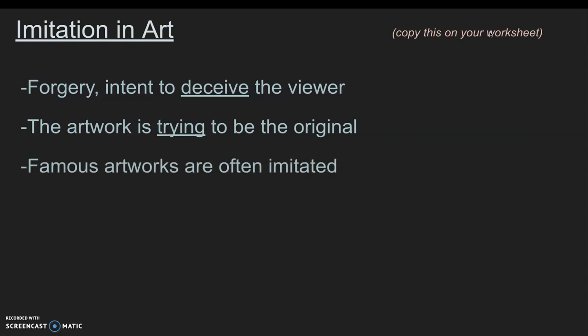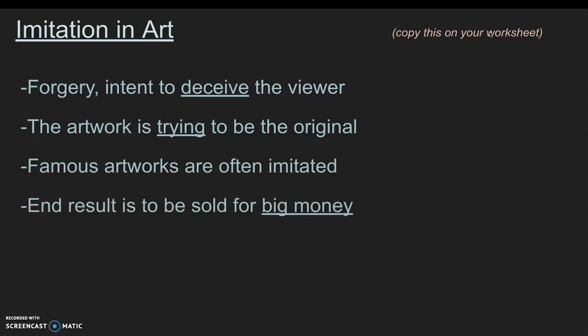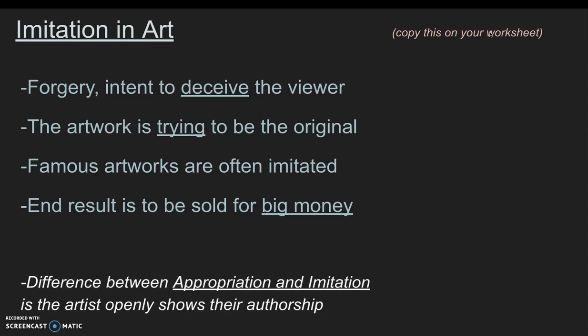Often we see famous artworks being imitated, and this is because they want to sell the artwork for big money. They're not going to copy some tiny little painting that they know they can't sell and that no one's going to buy. So the end result when we imitate in art is often we're trying to pass it as something that we made, so we can actually make money off of it. So the difference between appropriation and imitation is with appropriation, the artist is openly showing their authorship. They're making it known that they have appropriated parts of the artwork.